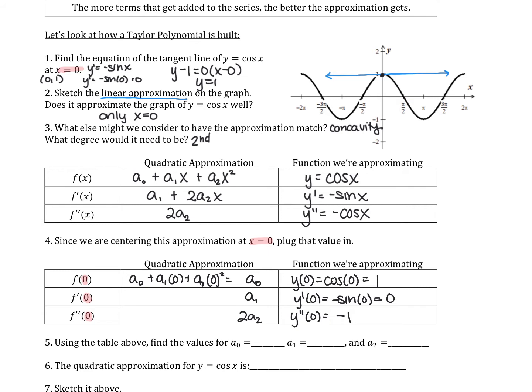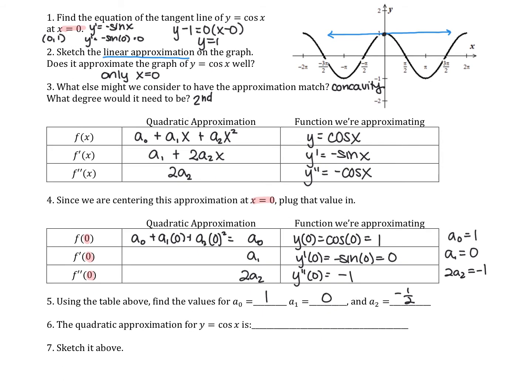Now, I've just created a system of equations. I'm going to compare: a sub 0 equals 1, a sub 1 equals 0, and 2a sub 2 equals negative 1. So using the table, we know that a sub 0 is 1, a sub 1 is 0, and a sub 2 is negative 1/2.